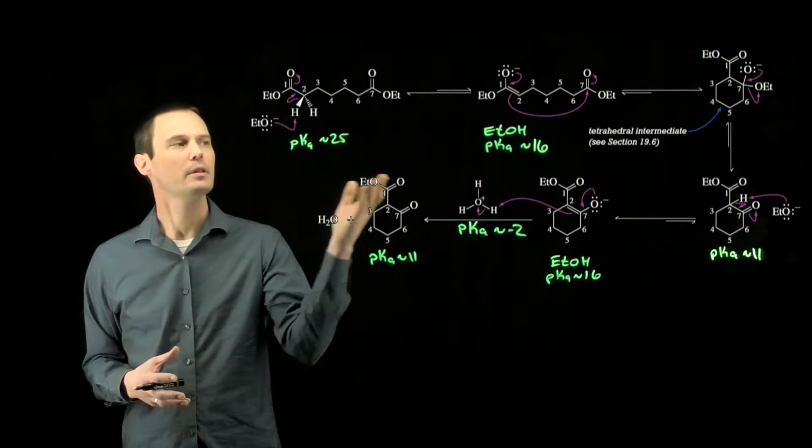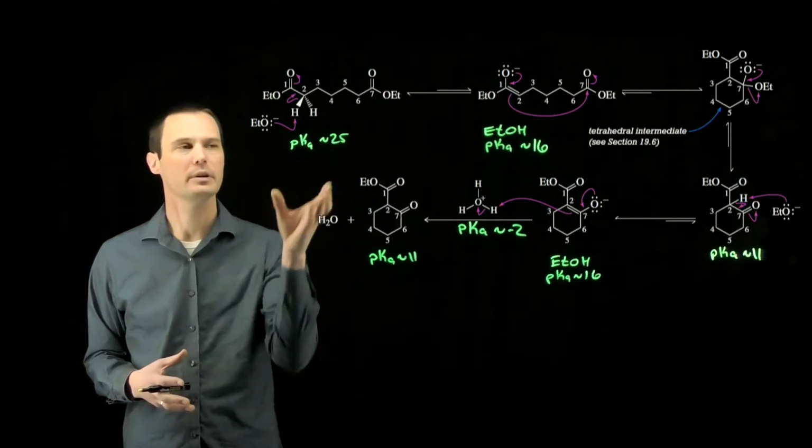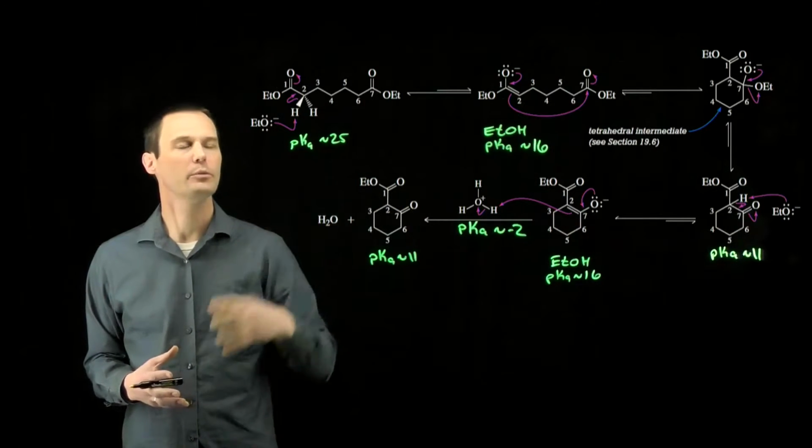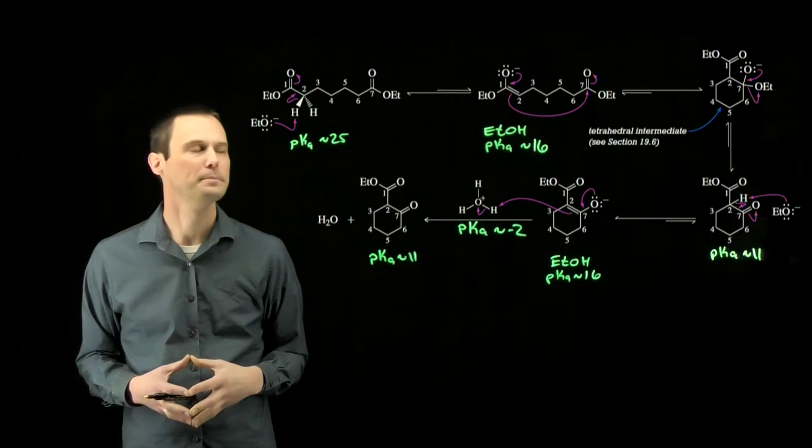In this first step, the equilibrium favors the reagents because the reagents are a weaker acid, they're more stable, they're less reactive, and therefore the equilibrium favors the reagents in step number 1.